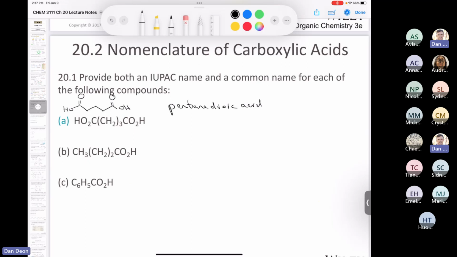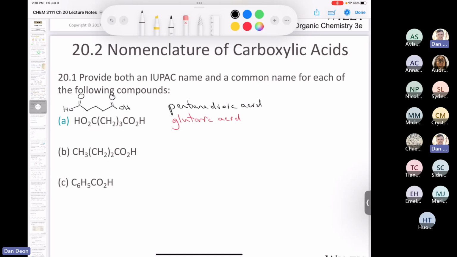Could anybody come up with a common name of this one? You might have to go back a slide. Common name, anybody? 5 carbons. Oh my, so it's oh my stars, go. What is the G? Glutaric acid. Thanks, Maria. Yep. Glutaric acid. All right, good.